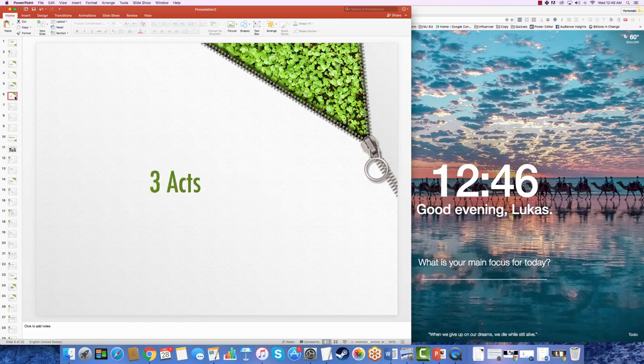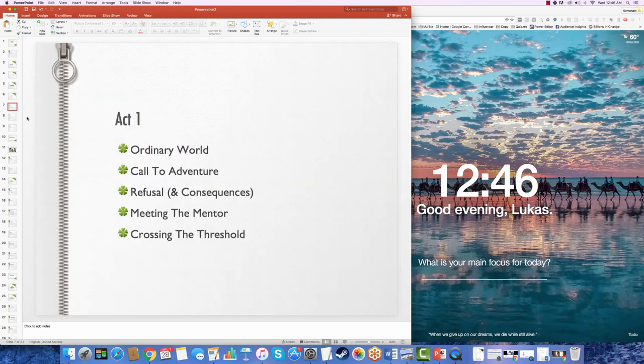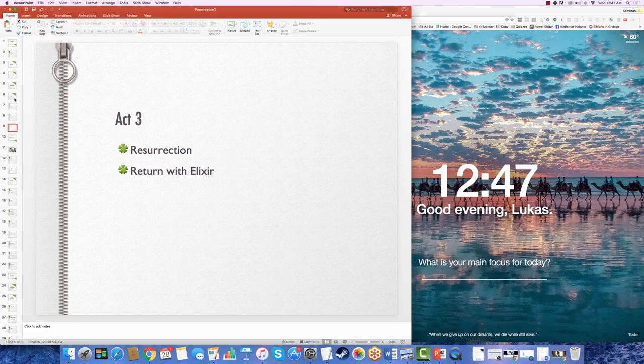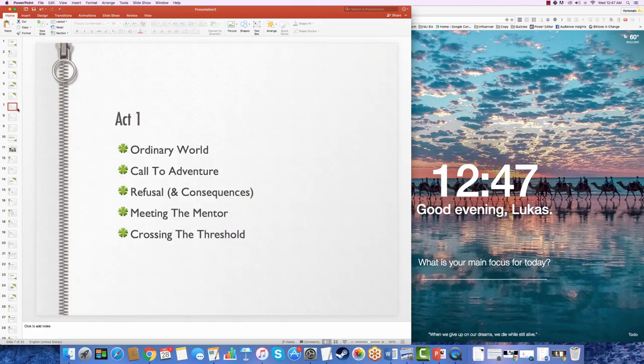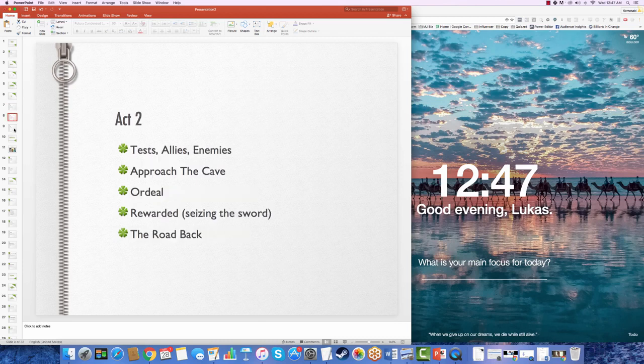But essentially, you can split the hero's journey into three special acts. The first act is the ordinary world, the call to adventure, the refusal and consequences, the meeting of the mentor, and the crossing of the threshold. So this is what happens in the first part of the story, and this is what people expect to feel when they're going through the first part of your sales message. Now, think about this from the terms of a copywriter. If you have three videos to make, how are you going to split them up? You're going to split them up with the three acts, or you're going to split them up with a sales message that adheres to the three acts.